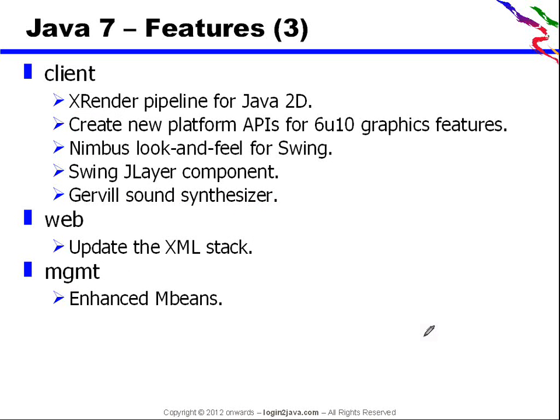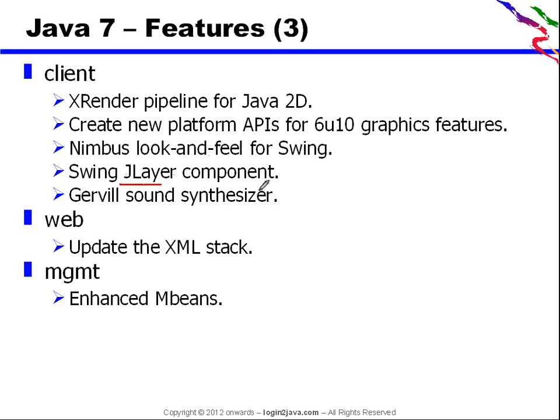There are new client enhancements, or new things coming on the client side. There are basically renderer changes in the pipeline of Java 2D. Then some 6u10 graphics features API. Nimbus look and feel, there is not much change, but it has been shifted from one package to another package in Swing. A new component, JLayer, has been introduced.